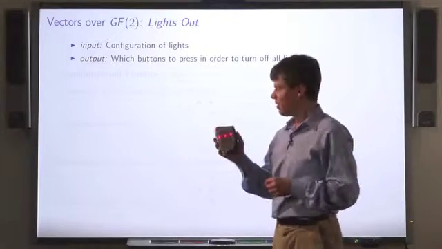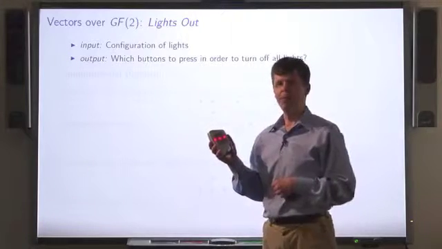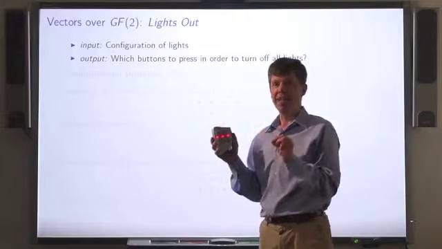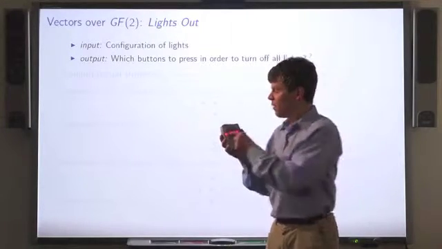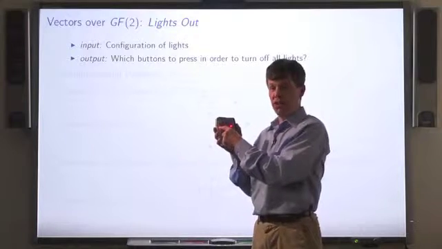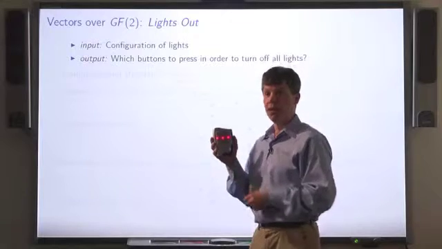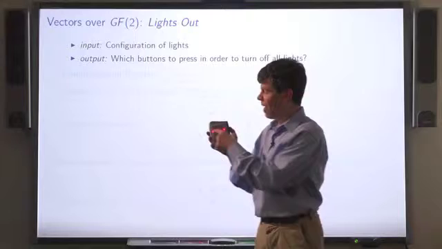It's a grid 5 by 5 consisting of buttons that light up. When you push a button, it toggles the light. So if the light is on, it turns it off. If the light's off, it turns it on. It toggles the light on the button you push, but it also toggles the lights on the buttons immediately above and immediately to the left and right of the button you push.